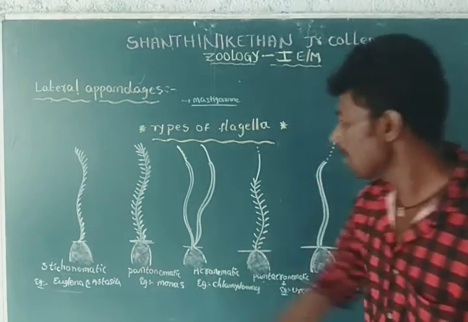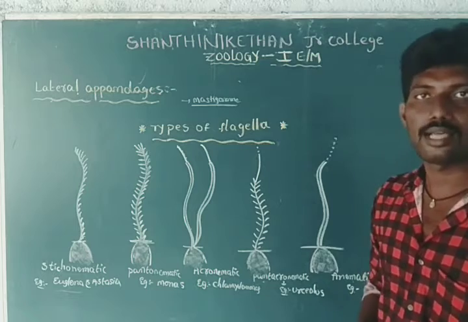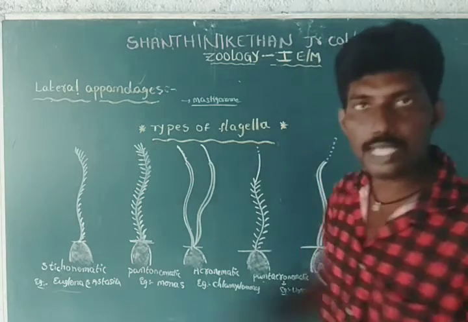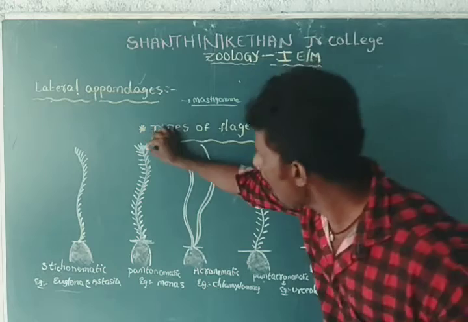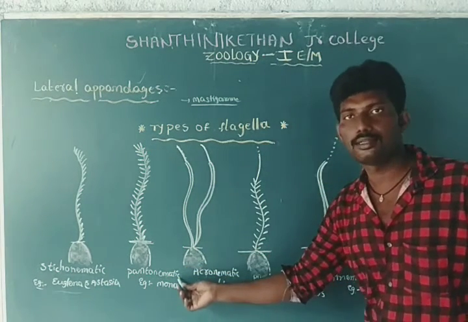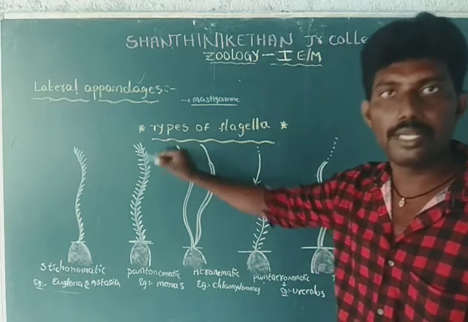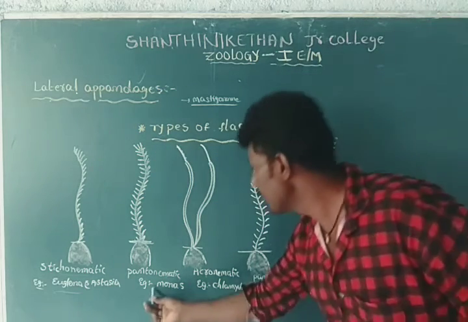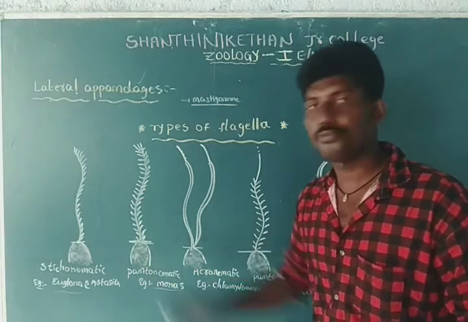The second one is the pantonematic flagellum. This kind of flagellum bears 2 or more rows of lateral appendages on the axoneme. The best example is Monas. It is a pantonematic flagellum.